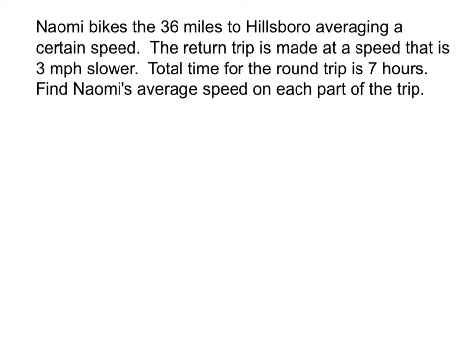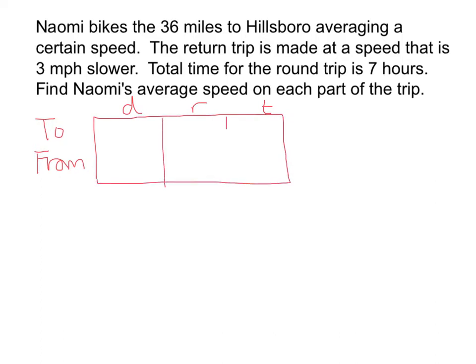First, let's set up a table that lists out the information in our problem. The distance to and from her destination is the same, 36 miles. The rate going is a certain speed. The return trip is 3 miles per hour slower. The total time is 7 hours, so we can list the time to as t and the time from as 7 minus t. Now we're going to set up a system of equations here so that we can solve.